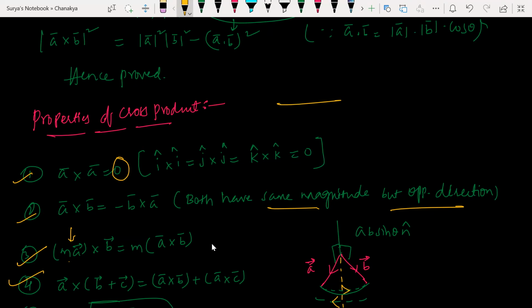What happens at 0? What if the angle is 0? The two vectors overlap each other. If they overlap each other, what can happen? 0 only. Why? What is the reason behind 0 here? They overlap each other. Okay?